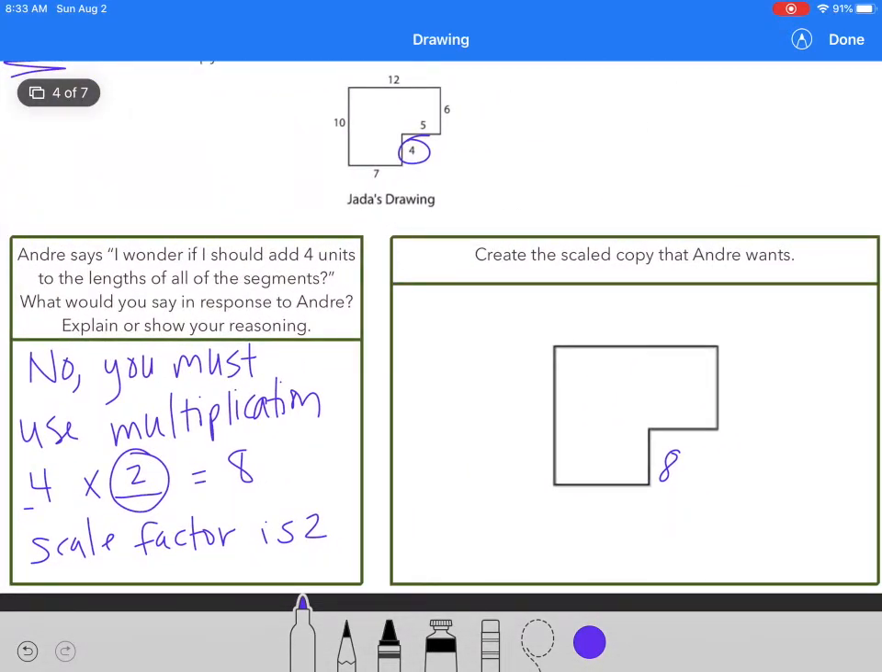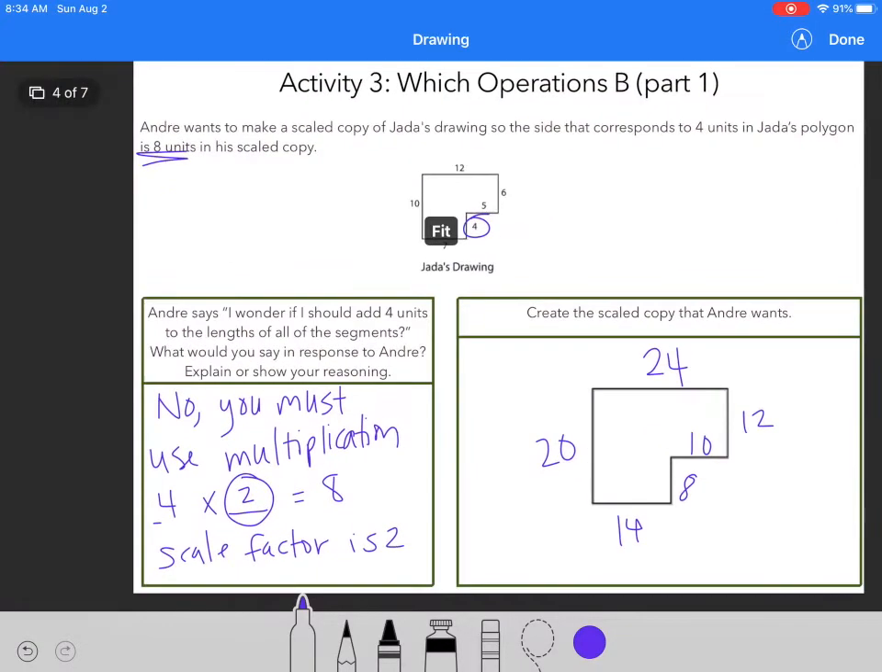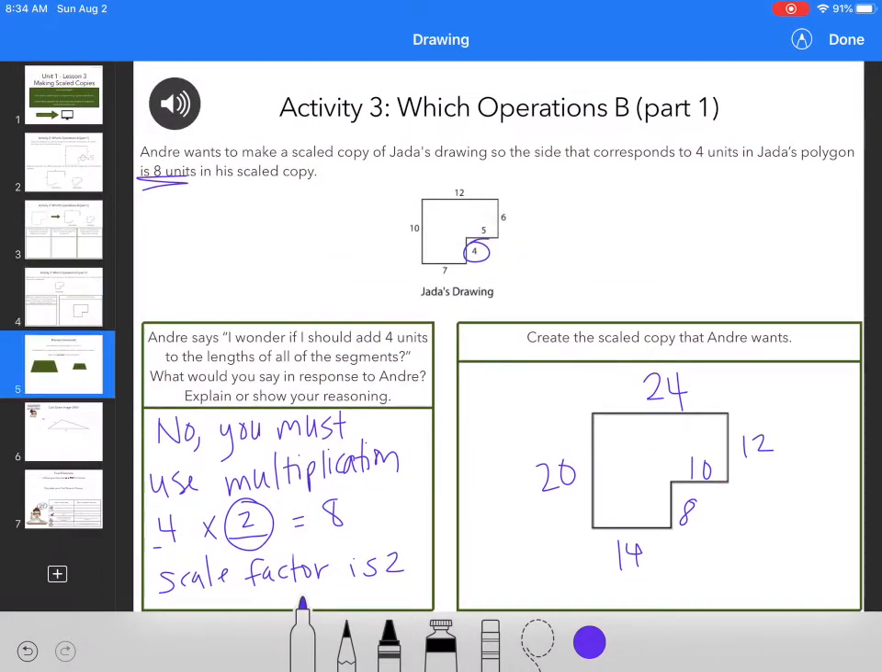So for right here, this side's going to be 10. This side's going to be 12 because I'm multiplying by 2. 12 times 2 is 24. 10 times 2 is 20. 7 times 2 is 14. So that's how I know I've got a scaled copy, because I'm using a scale factor of 2. And you always want to use multiplication.